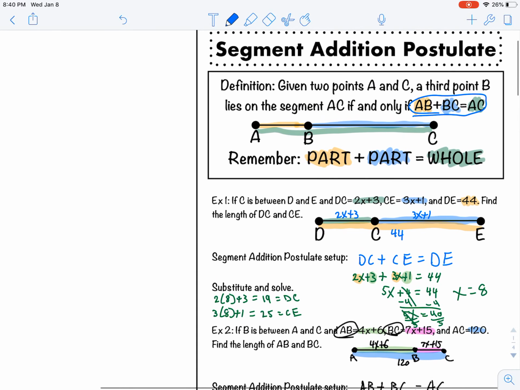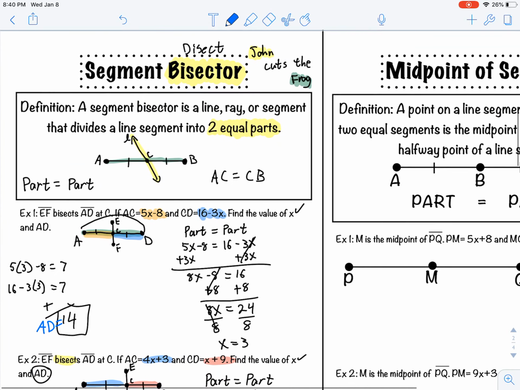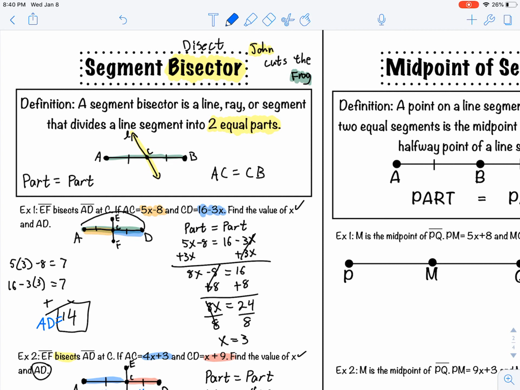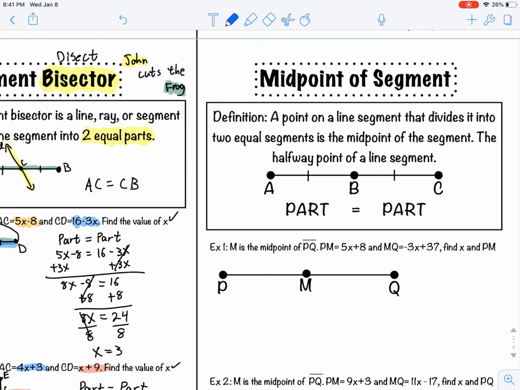We have two parts that equal a whole. And then segment bisector, I have a line, ray, or segment that divides another line segment into two equal parts. So a part equals part. And then the last thing I have is a midpoint. Okay. Well, definition, a point on a line segment that divides it into two equal segments is the midpoint of the segment, the halfway point of a line segment. Okay? So I know that midpoint means middle. Okay? So our point that we have is directly in the middle.